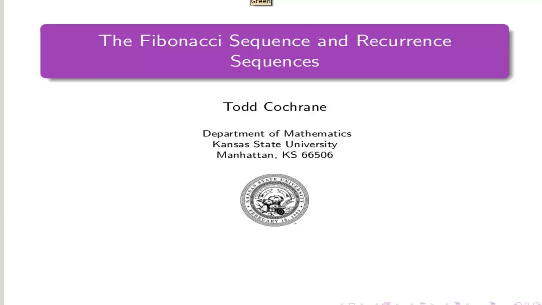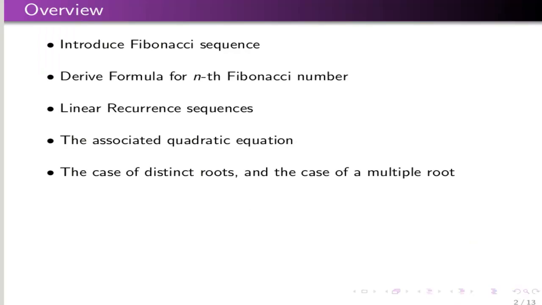In Chapter 8, I want to look at a number of interesting properties of the Fibonacci sequence, a sequence that you've no doubt encountered at some point. So we'll introduce the Fibonacci sequence, and I want to derive a formula for the nth term in the Fibonacci sequence, or the nth Fibonacci number. And then we'll look more generally at linear recurrences and take a look at the associated quadratic equation, where you have to distinguish the cases of distinct roots and the cases of a multiple root.